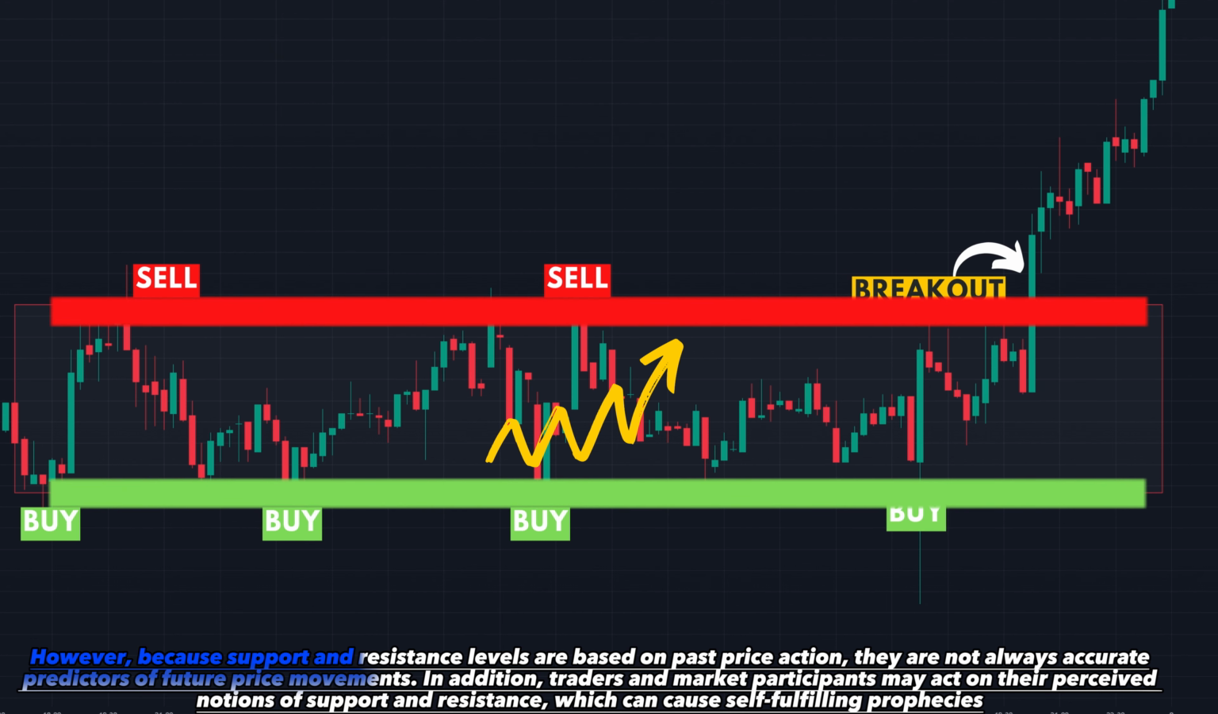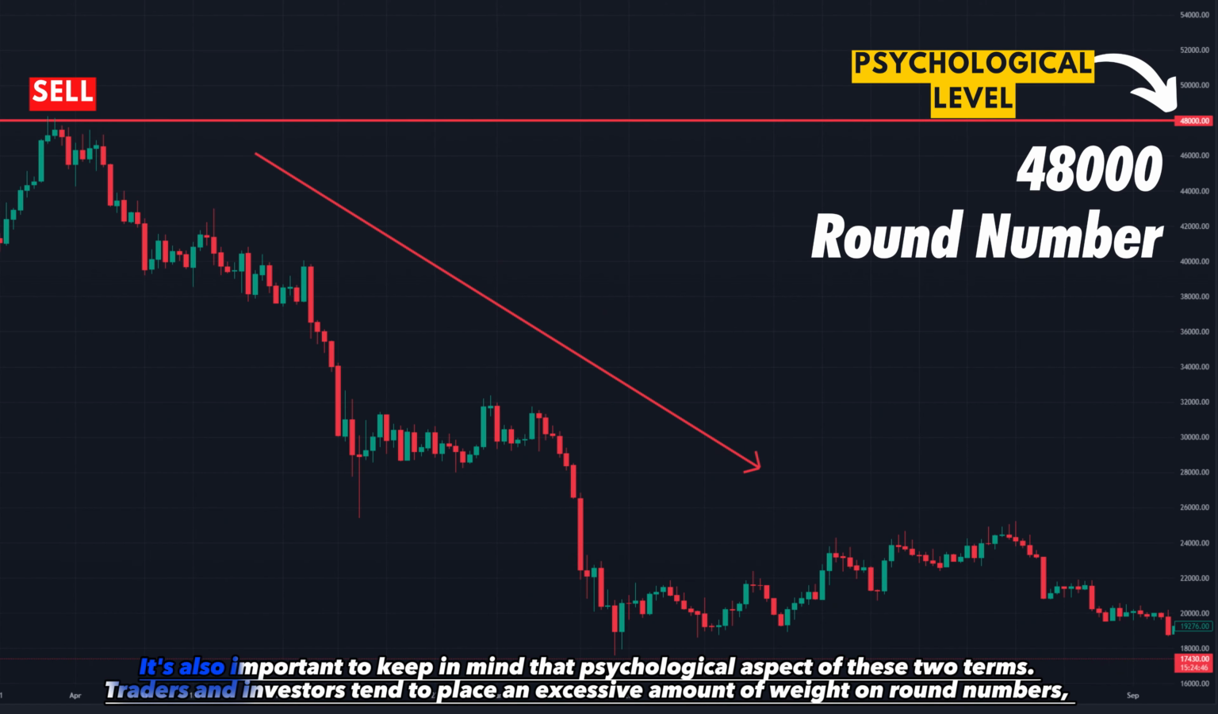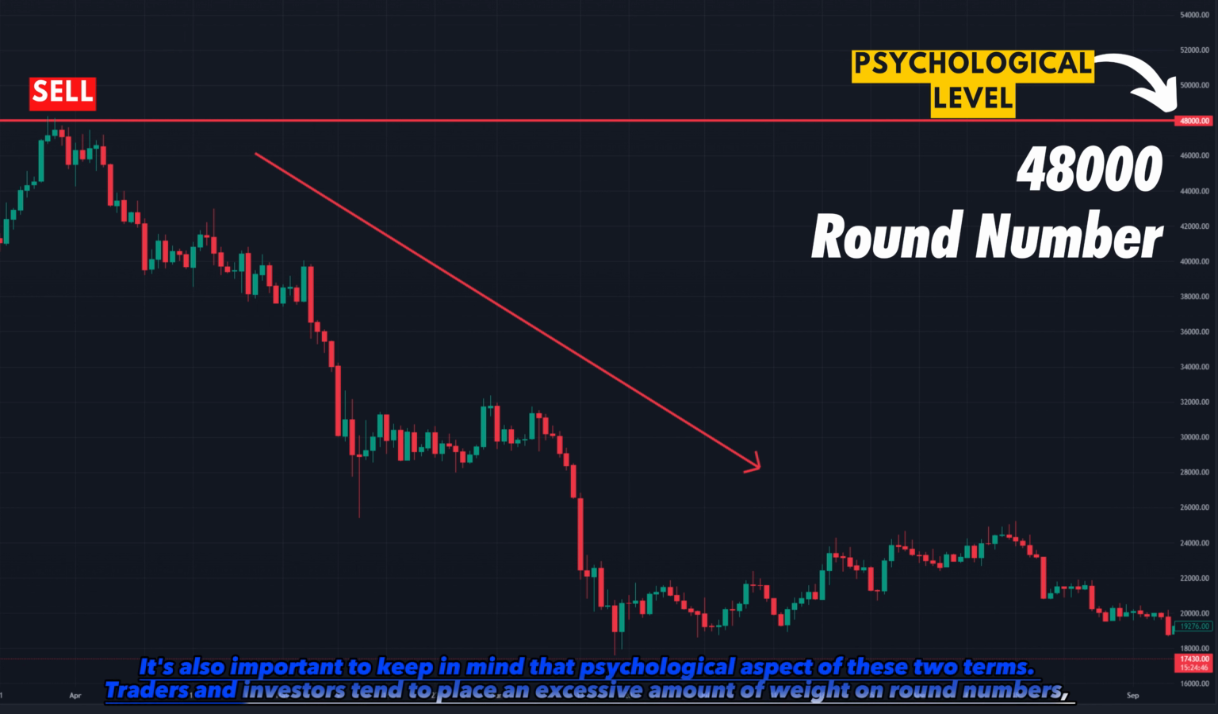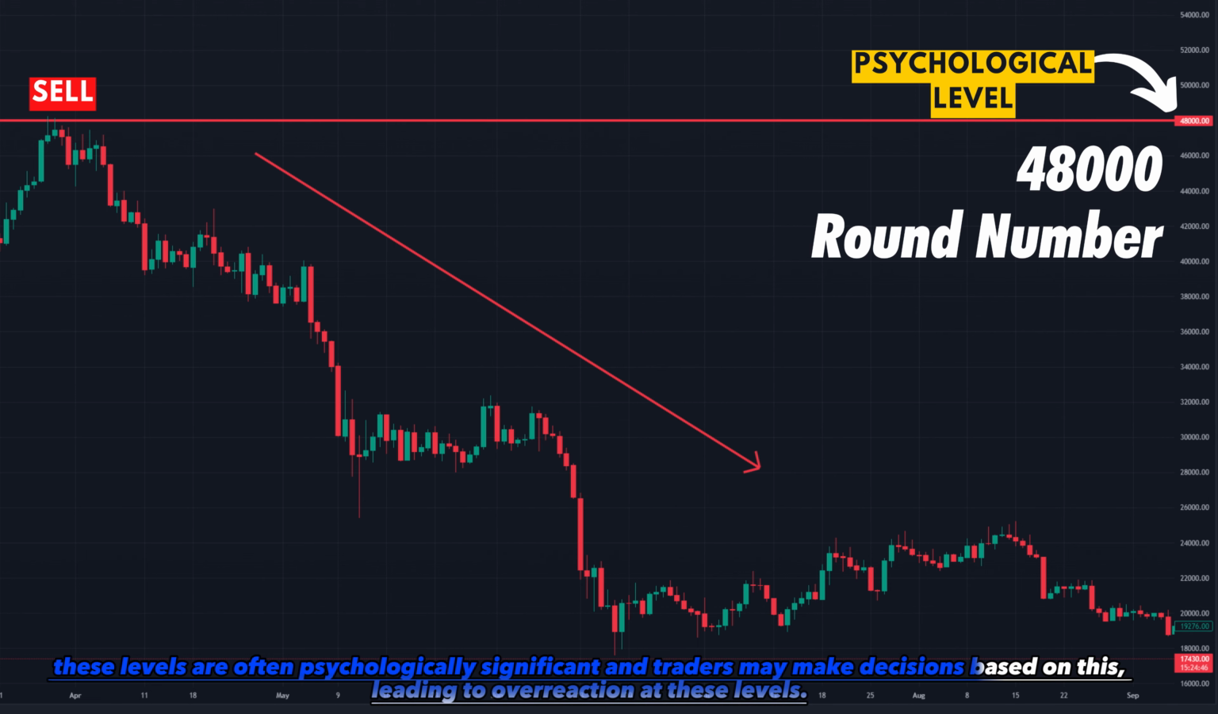However, because support and resistance levels are based on past price action, they are not always accurate predictors of future price movements. In addition, traders and market participants may act on their perceived notions of support and resistance, which can cause self-fulfilling prophecies. It's also important to keep in mind the psychological aspect of these two terms. Traders and investors tend to place an excessive amount of weight on round numbers. These levels are often psychologically significant, and traders may make decisions based on this, leading to overreaction at these levels.